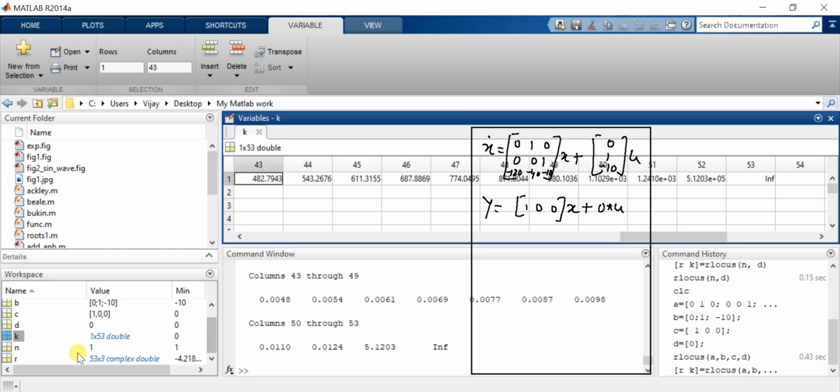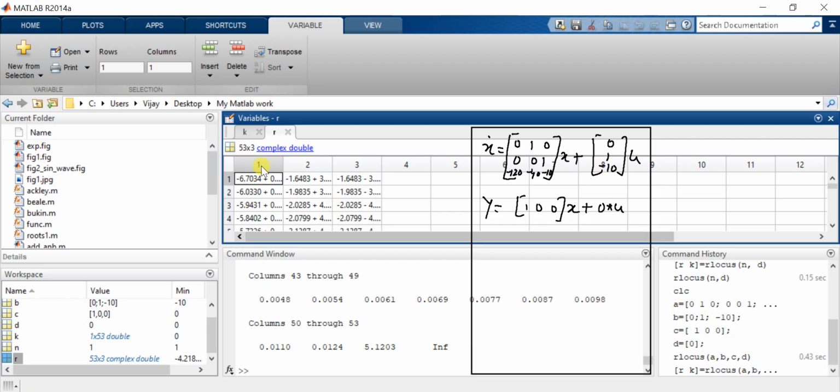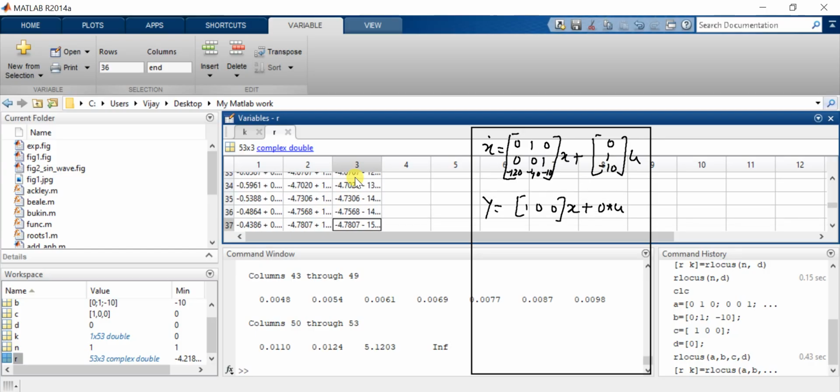Now the value of roots, these are the roots. This is at 0 position. When the value of gain k is 0, these are the roots, and so on. And the last one is for infinite. When the value of gain k is infinite, then these three are the roots of the system. So I hope this root locus is clear to you.